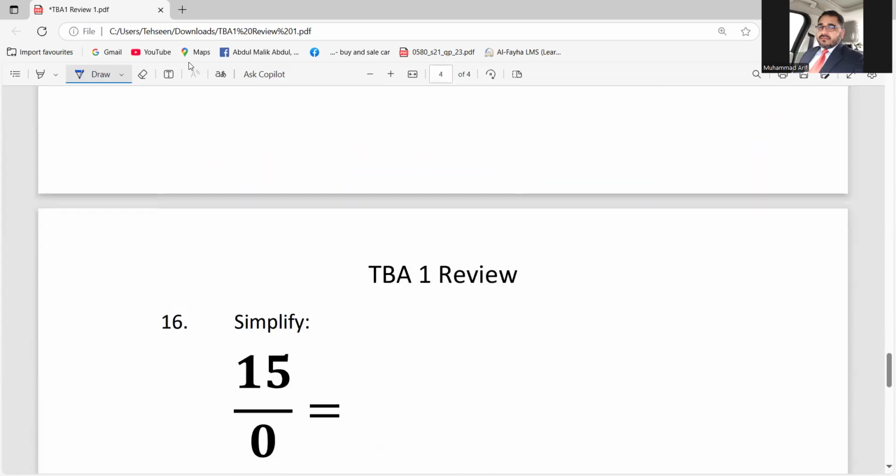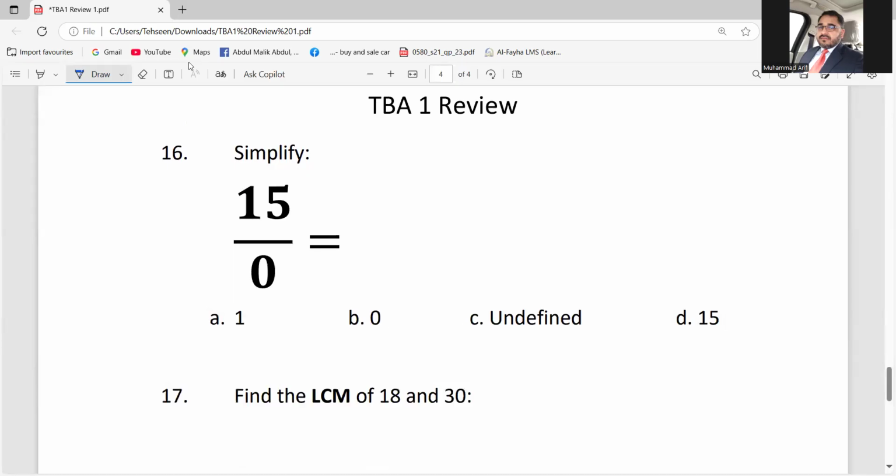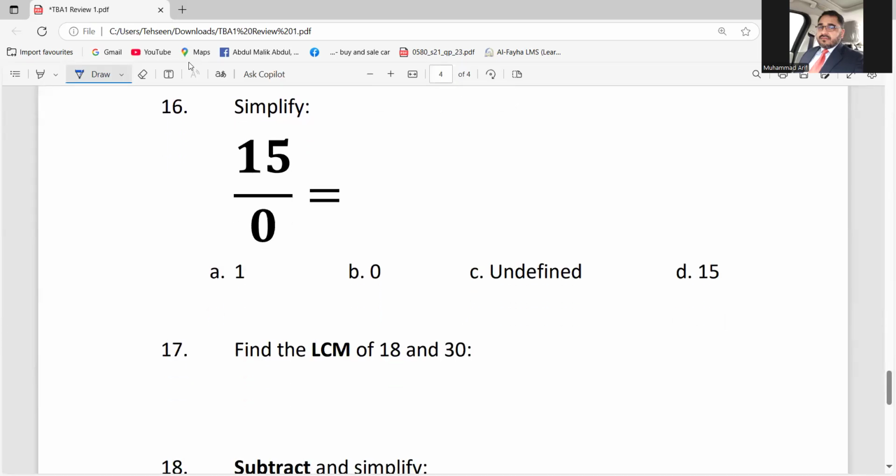Then question number 16. Simplify 15 divided by 0. Any number divided by 0 is undefined. This C is the correct option.